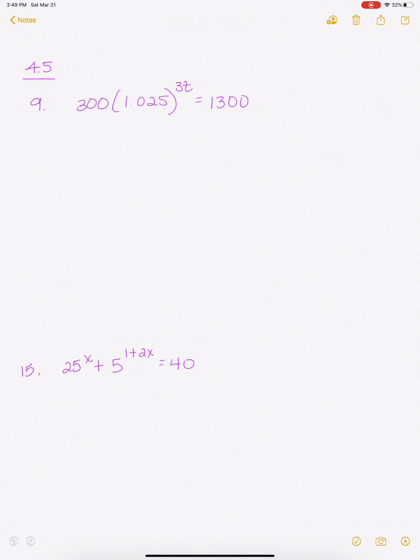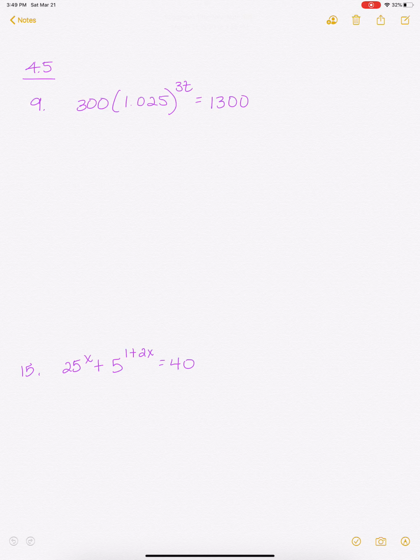Okay, I'm going to work a couple of these problems for you. So this is from 4.5, and number 9 is from the book, from the homework in 4.5. To solve this, we're solving for t. So we're going to require a log in order to solve this.